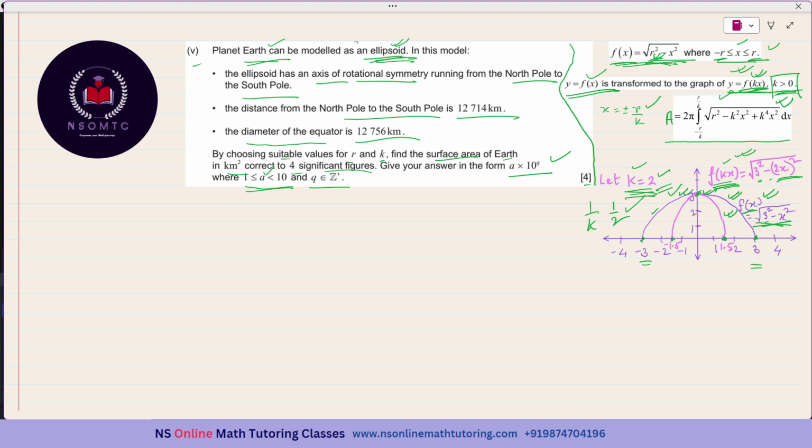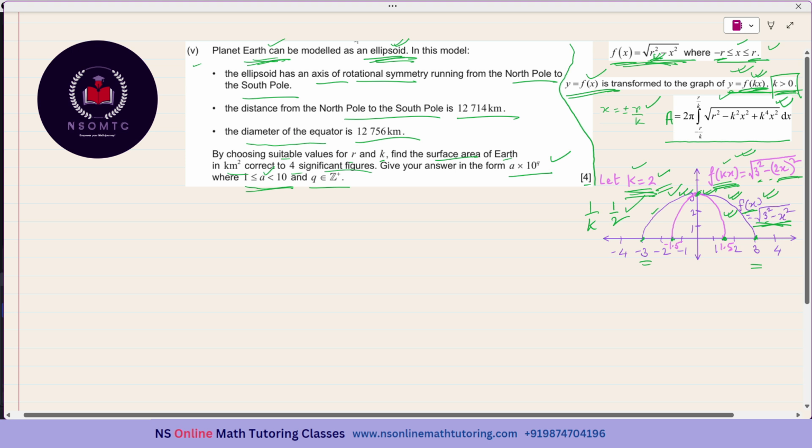It is k. And we know that for the planet Earth, the North Pole and the South Pole, they are slightly flattened. Therefore, you see the distance between the North Pole and the South Pole is 12,714 kilometers, whereas the diameter of the equator is more. It is 12,756 kilometers.